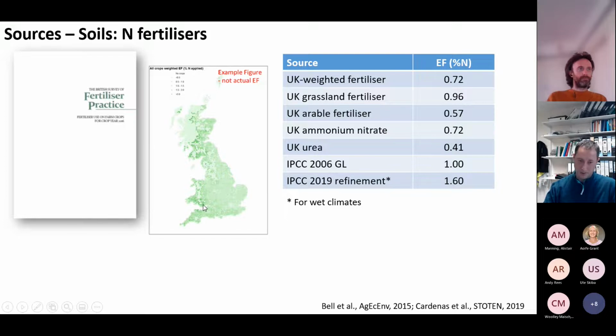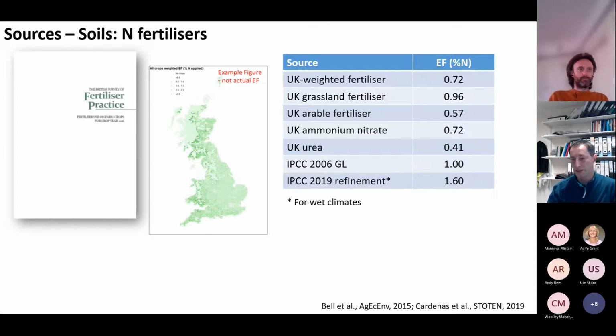But if we combine that with where the crops are, we will get the actual weighted average emission factor for fertilizer use in the UK. And our overall weighted average emission factor was 0.72% of the nitrogen applied. We can break it down into grassland. It was higher on grassland. It was a bit lower on arable. And then we can look at the individual fertilizer type. So ammonium nitrate was higher than for urea.